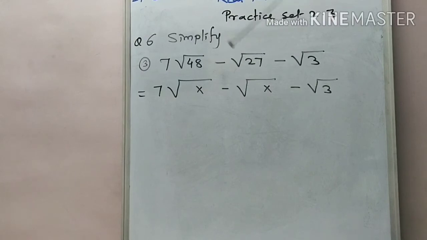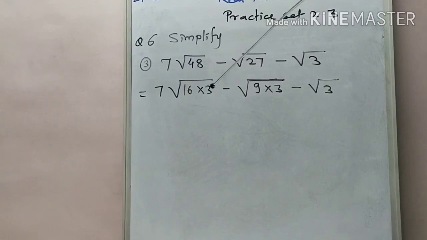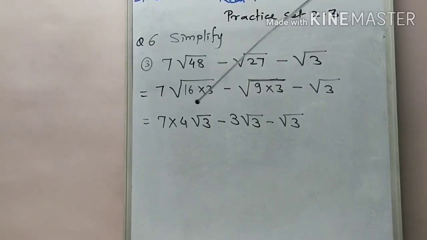Similarly for 27. The factors of 48 are 16 into 3, and for 27 it's 9 into 3. Then we take the square root of 16 and 9 outside. For the first surd, 7 is already there, so we keep that 7 as it is, and we take the square root of 16 outside as 4 root 3. For root 27, we factorize it as 9 into 3, so the square root of 9 we take outside as 3 root 3, minus the last number, root 3, as it is.